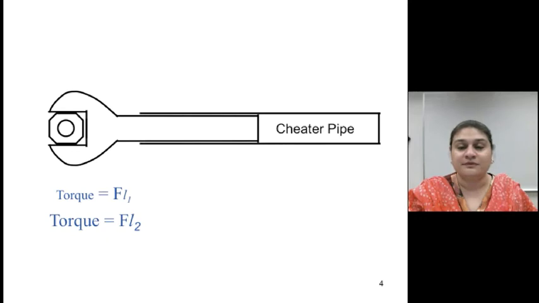What about if we have a cheater's pipe in here? So somebody wants to cheat. What can he do?